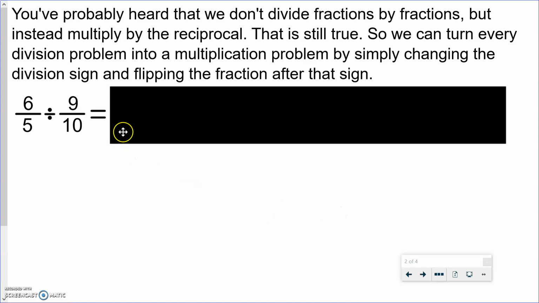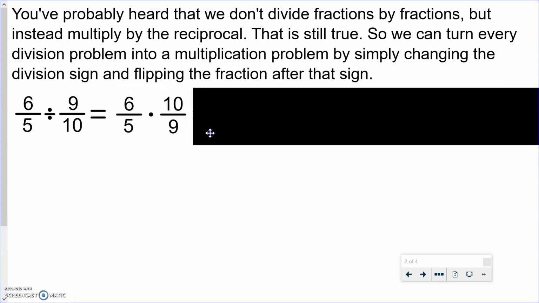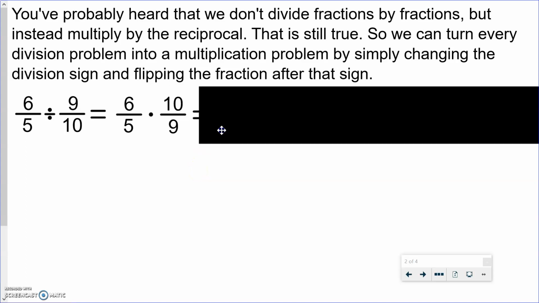fraction after that sign. So 6 over 5 divided by 9 over 10 turns into 6 over 5 times 10 over 9. Once it's multiplication, you follow the steps from the previous video. We're going to use the new method, so we're going to factor, restrict, cancel.